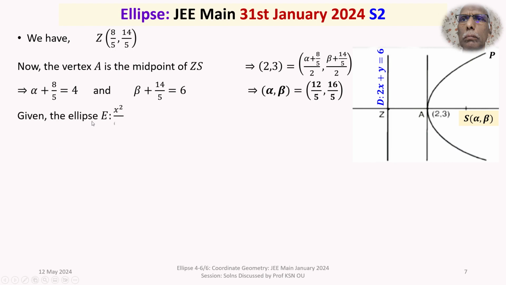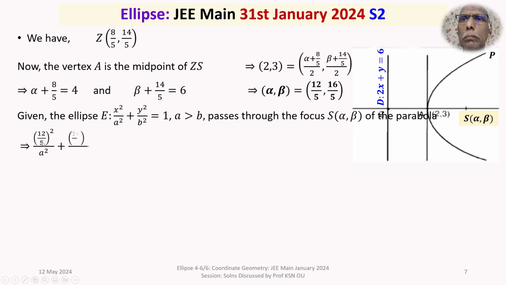Now it is given the ellipse E given by x square by a square plus y square by b square is equal to 1, where a greater than b, passes through the focus S (alpha, beta) of this parabola P. So substitute x is equal to alpha, y is equal to beta in the equation of the ellipse. So that will be (12 by 5) whole square by a square plus (16 by 5) whole square by b square is equal to 1. Let's call this equation 3.